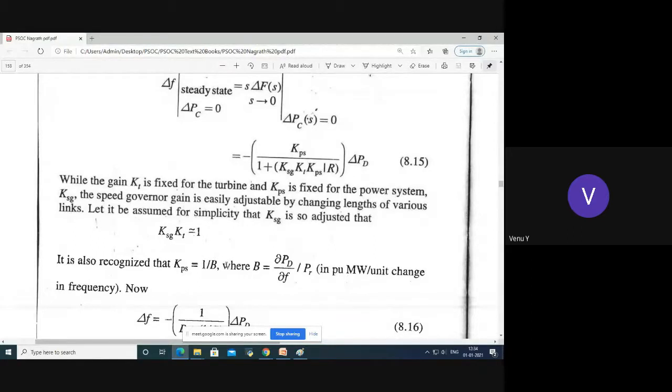So here in the text, the damping factor is taken as B. You can also use it as D, as you used it yesterday. You can use any notation, there is no problem. Where KPS is equal to 1 by B or 1 by D, where D is equal to dou PD by dou F divided by PR. PR is the power generation capacity of the generator, so that you'll get the per unit megawatt.